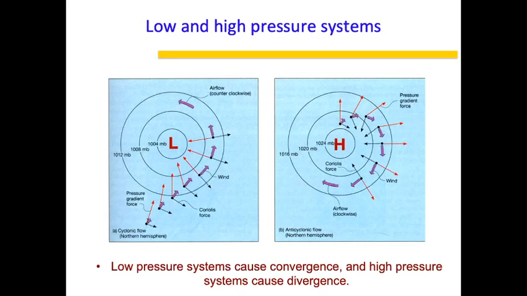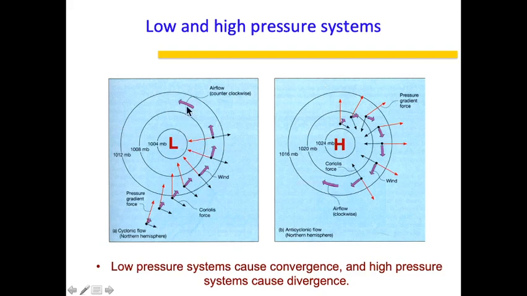Before we get any further, I just want to get the basics right. There are two different types of pressure systems: one is low pressure, and another is high pressure, as you all know. On the left here is the low pressure system. This means there is low pressure in the center, surrounded by high pressure in the outer region, and that pushes the winds towards the low pressure region, and that's how the convergence happens.